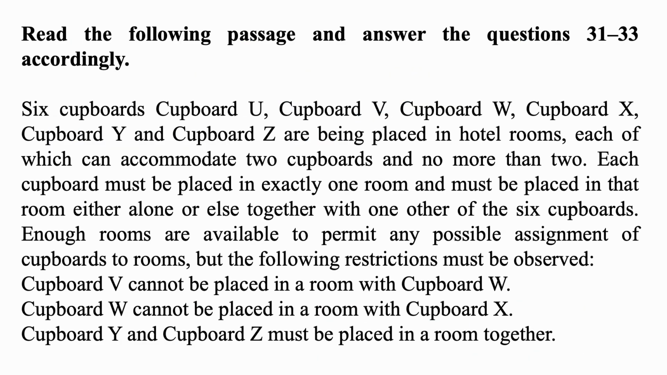Read the following passage and answer the questions 31 to 33 accordingly. 6 cupboards, cupboard U, cupboard V, cupboard W, cupboard X, cupboard Y and cupboard Z are being placed in hotel rooms, each of which can accommodate 2 cupboards and no more than 2. Each cupboard must be placed in exactly one room, either alone or together with one other of the 6 cupboards.